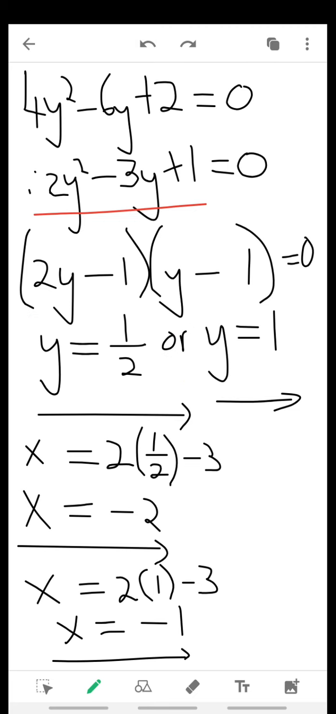Then since I have both values of y, now I can find the values of x by substituting back into equation number 1. I've used equation number 1 because equation number 1 was already in terms of x equals to. So when I substituted the half, which is the first y value, I found my x value to be a minus 2. Then when I substituted 1 in equation number 1 here, I found that the x value is a minus 1.